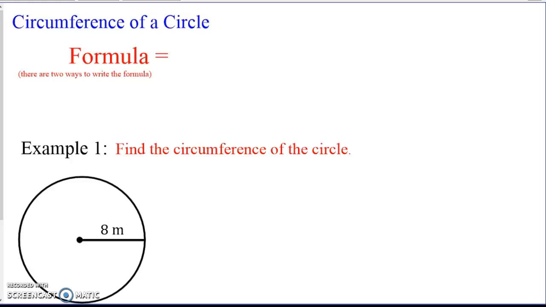Hello everyone. Today's going to be a quick lesson on the circumference of a circle and the area of a circle. You've probably seen or have heard of this concept before.